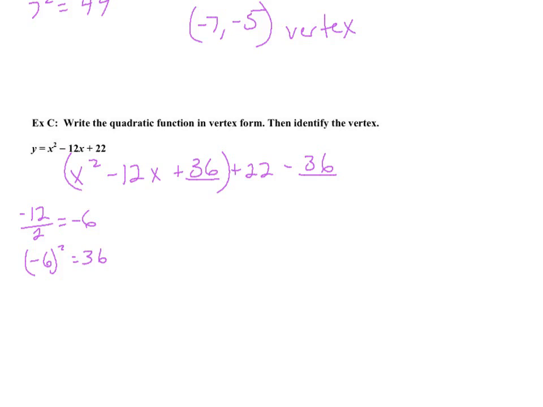Okay, so now I'm going to factor what's in the parentheses. What multiplies to get positive 36 and adds to get negative 12 is negative 6 and negative 6. So I'm going to have y equals (x minus 6) squared. And then I combine 22 and negative 36 to get negative 14. So that's written now in vertex form. And from that I can take the vertex, which would be (6, negative 14).